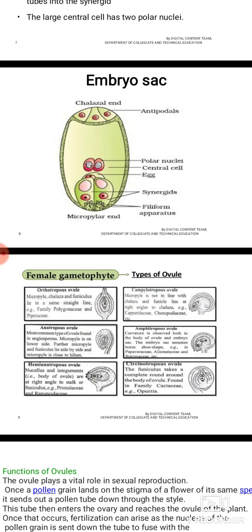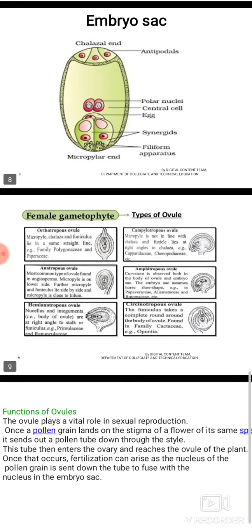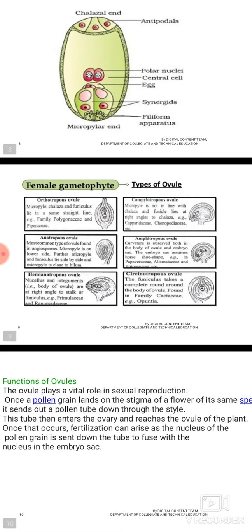Second type, anatropous ovule. This is the common type found in angiosperms, and here the micropyle is on the lower side. The funicle and the micropyle lie side by side, and the micropyle is close to the hilum.